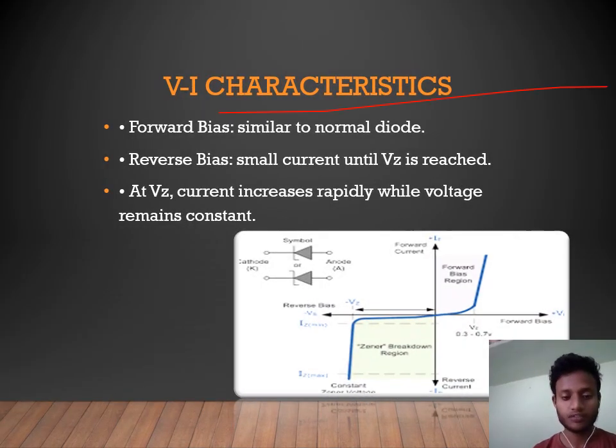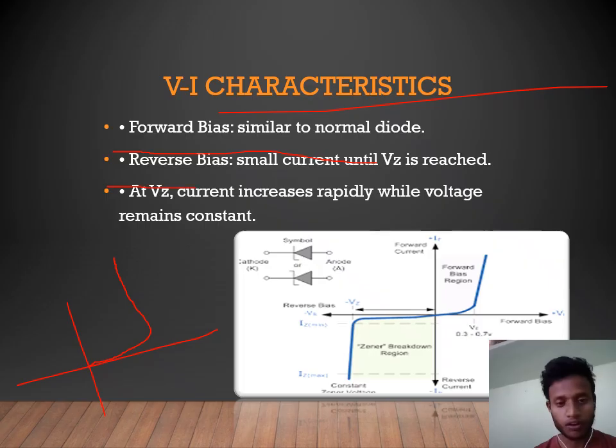V-I characteristics of the Zener diode. In forward bias, it is similar to a normal diode. In forward bias, it has a characteristic similar to a normal PN junction diode, like this. What about the PN junction diode in reverse bias? The current is a small leakage current. That is in a normal PN junction diode.